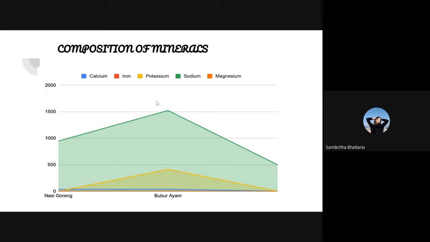Here, I decided to do something different. And here is the area chart of nasi goreng and bubur ayam and their mineral content. These only contain two things, and they were sodium and potassium. Sodium was the highest in both nasi goreng and bubur ayam, whereas potassium was lower in comparison to sodium. Bubur ayam had higher potassium and higher sodium. Nasi goreng had lower potassium and lower sodium in comparison to bubur ayam.